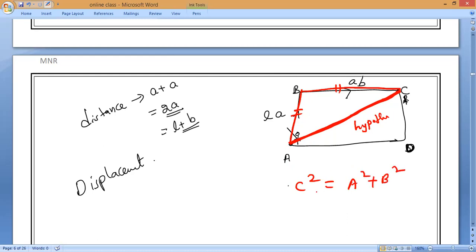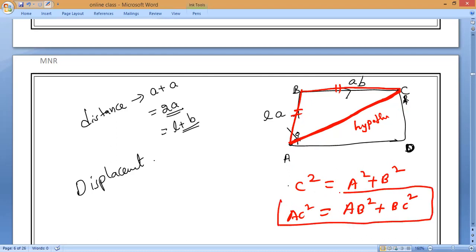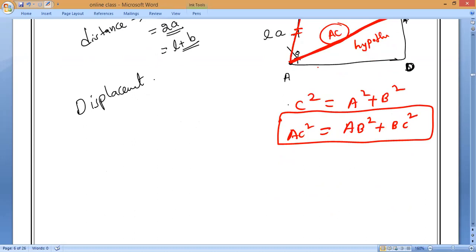Do you understand? So here, what is the C square? AC square. So AC square is equal to AB square plus BC square. Is it yes or no? This is what we call the Pythagoras theorem. By applying this theorem, we can find AC. Is it okay, guys? The shortest distance, yes or no?